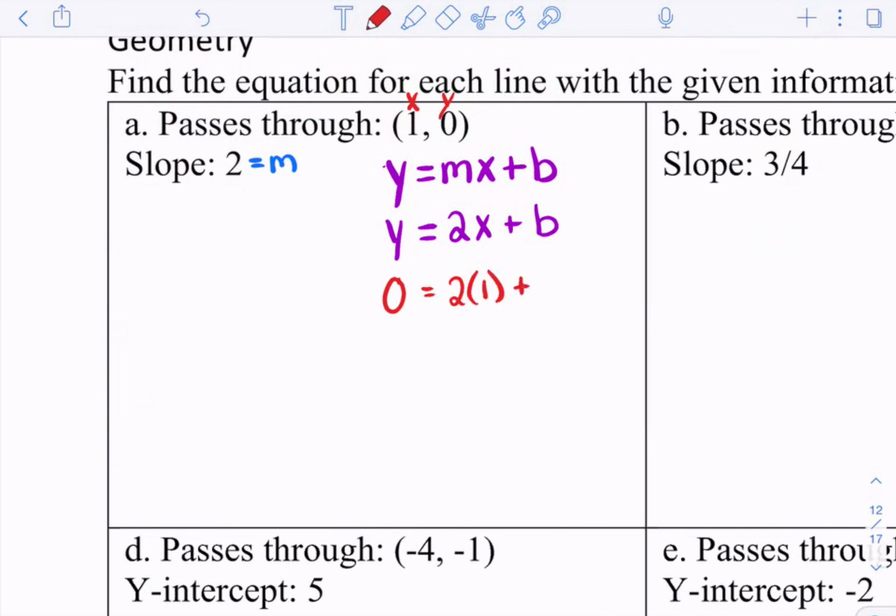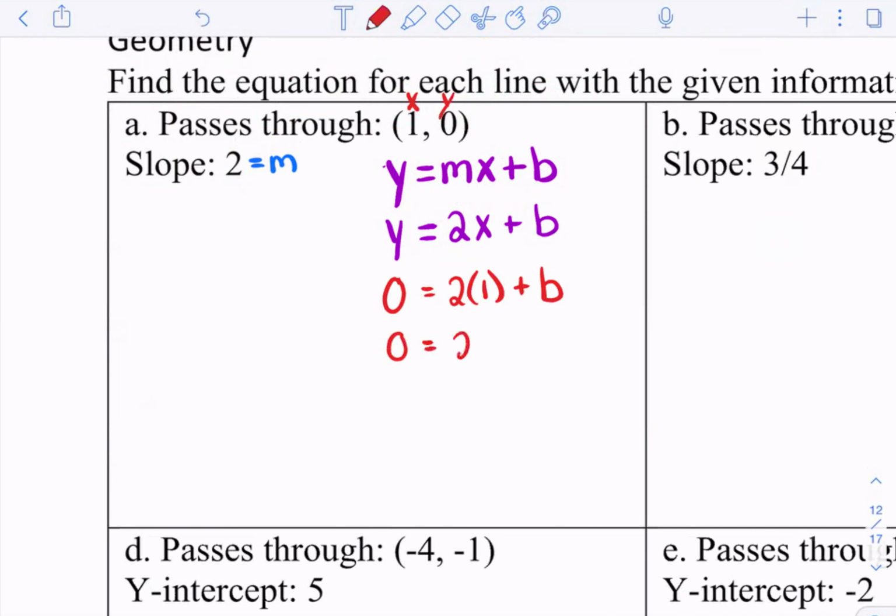Be careful not to put those two backwards. I've seen that happen. Have you, Ms. Talhami, where the student puts a 1 and a 0? I definitely have. That's why I like to label it up here, that this one's the X and this one's the Y, so I try not to get confused. Yes. Okay, so now let's solve for b.